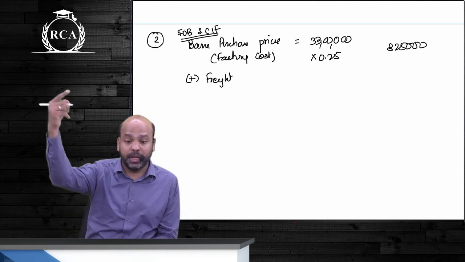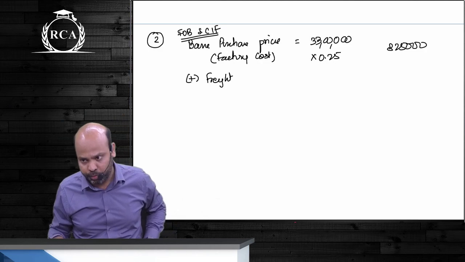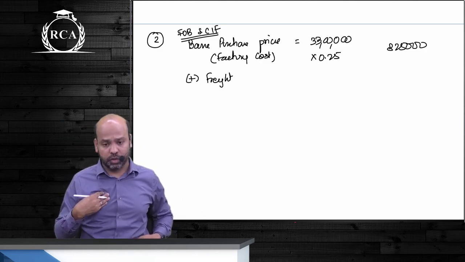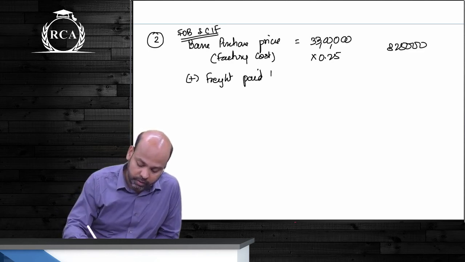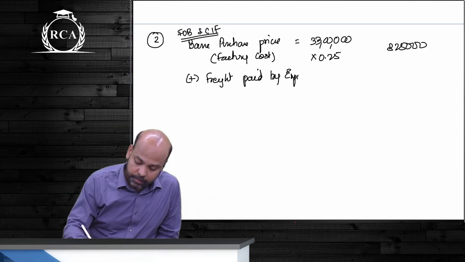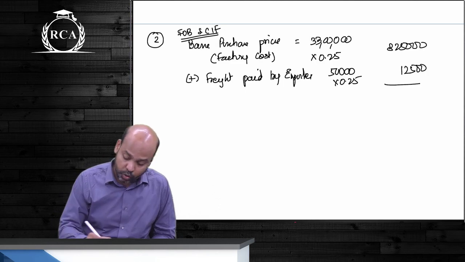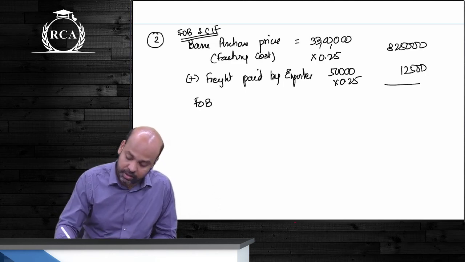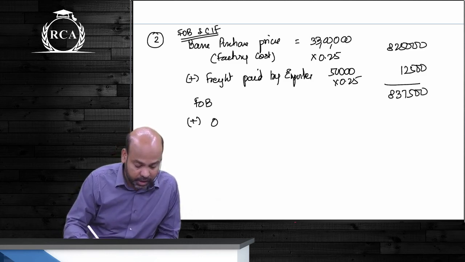Though it is payable by the exporter, this will be included only in the computation of FOB and CIF. It will not be included in our cost. I will give a note for that also. So what is the freight paid by the exporter? It is 50,000 multiplied by 0.25, that is 12,500. Okay, now this is our FOB price. Can someone tell me how much is the total? 8,37,500.